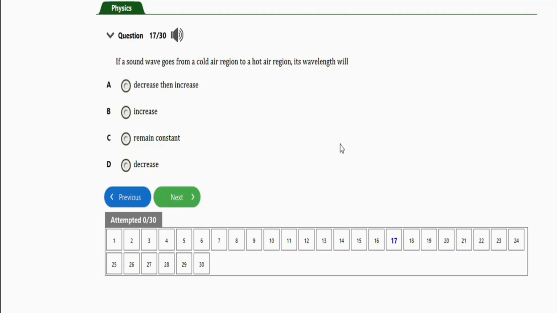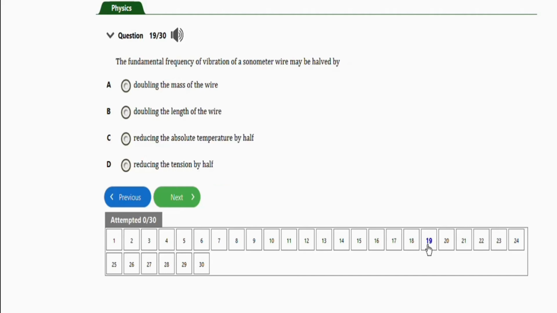The next repeated question will be this question. It says the fundamental frequency of vibration of a sonometer wire may be halved by doubling the mass of the wire, doubling the length of the wire, reducing the absolute temperature by half, reducing the tension by half. The correct option in this question is option B, which is doubling the length of the wire.